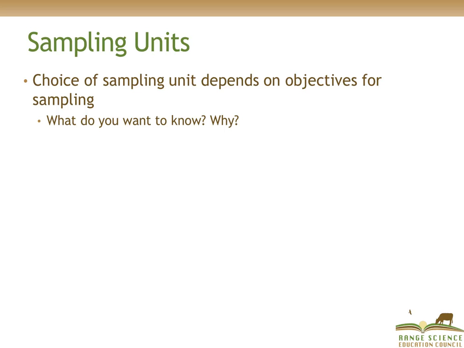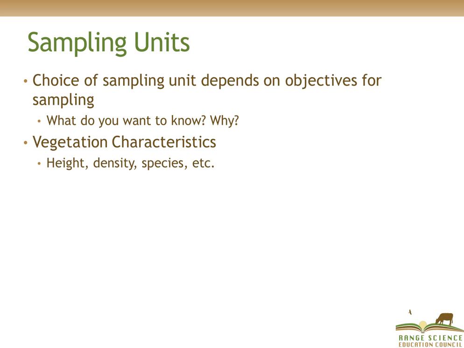Our choice of sampling units is dependent on a number of factors. First, what are the objectives for sampling? What do we want to know, and why do we want to know it? The choice of sampling units is also dependent on vegetation characteristics, not just the characteristics of individual plants, such as height, density, species identification, etc., but also characteristics of the vegetation as a whole, whether you're dealing with different vegetation types, such as a forest or a grassland or a shrubland, or the density, the sparseness of all plants, etc., goes into our choice of sampling units.